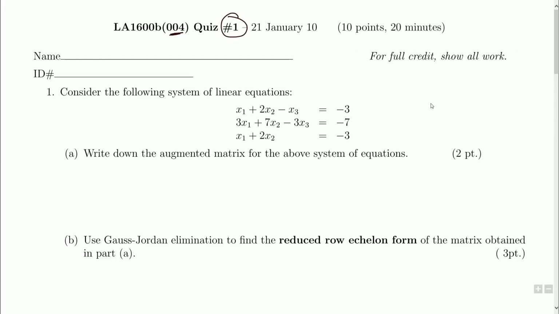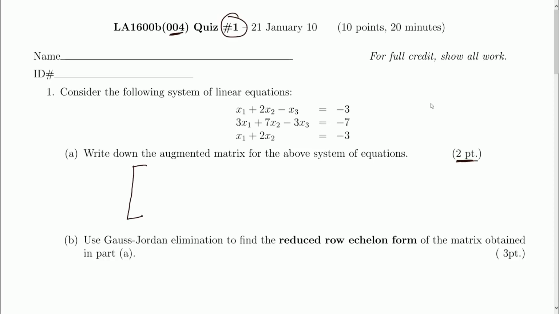Okay, so question number 1, it's a 3-parter. Consider the following system of linear equations. Ooh, I remember that stuff. That's 2.1 in the textbook. So we've got a nice system here, 3 variables, and we're just being asked to write down the augmented matrix for the above system. They've got 2 marks here, but I would probably only give that 1 mark, really. You guys are experienced at doing that.